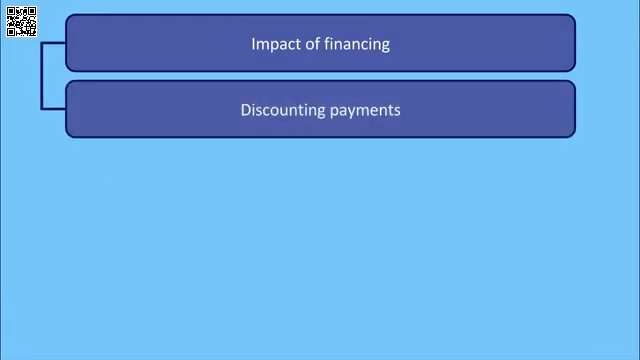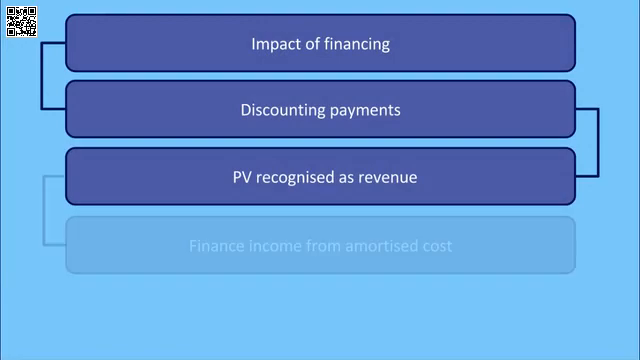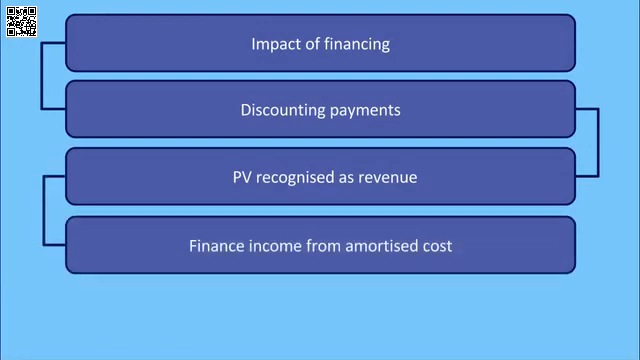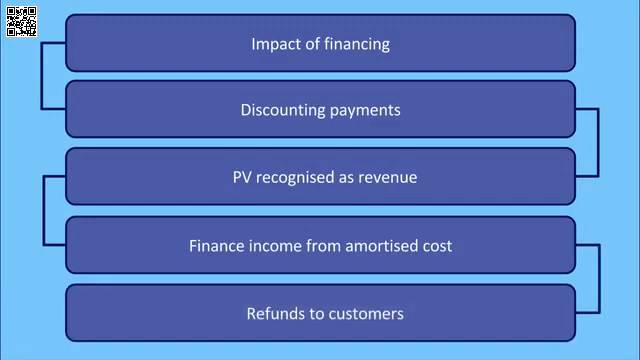Payments in instalments would be discounted back to present value, with the present value being recognised as revenue and the subsequent finance income from applying amortised cost to the trade receivable being measured in finance income over the period of instalments. Refunds to customers must also be considered.